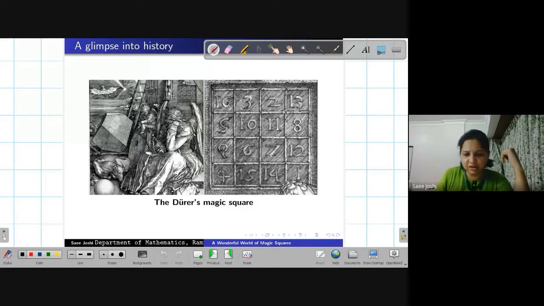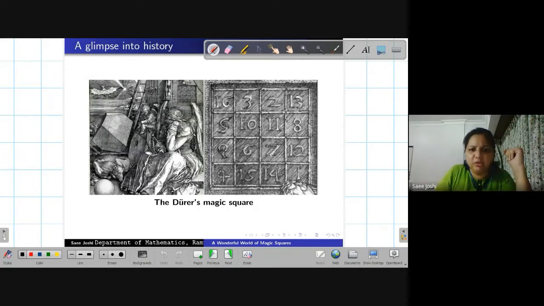So you can see here on the left side, this is a very famous engraving by a German Renaissance artist by the name of Albrecht Dürer. This is entitled Melancholia 1, and this was done in 1514.